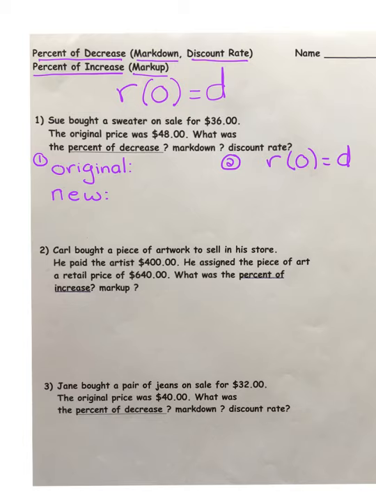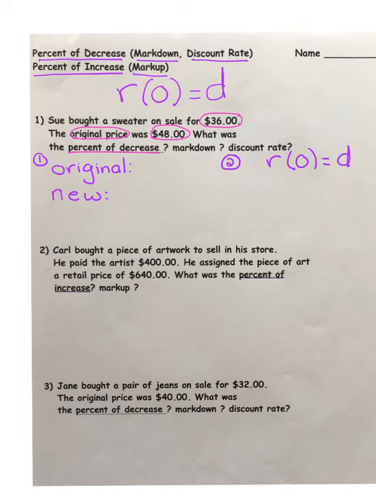Let's take a look at our first problem. Now remember, take notes in your notebook. If you need to stop the video and catch up in your notebook, please do so. But our first problem states, Sue bought a sweater on sale for $36. The original price, which came first, was $48. What was the percent of decrease?